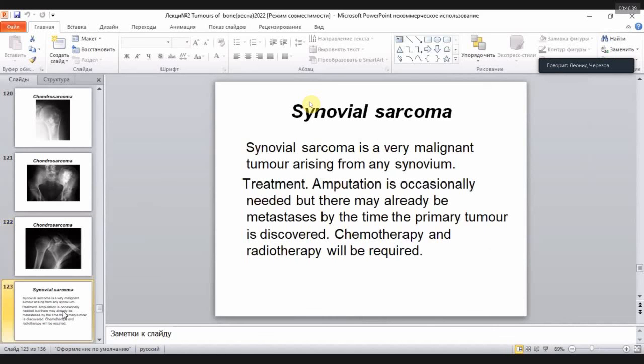Synovial sarcoma. Synovial sarcoma is a very malignant tumor arising from any synovium. Treatment. Amputation is occasionally needed, but there may already be metastasis by the time the primary tumor is discovered. Chemotherapy and radiotherapy will be required.